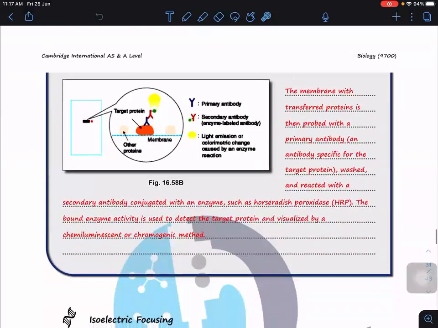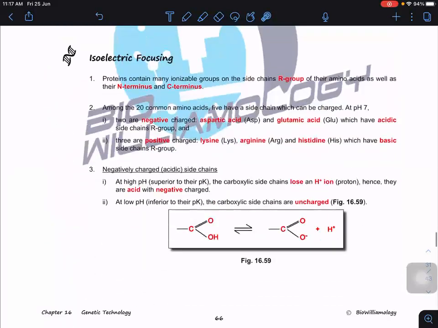Okay. So next, the membrane with the transferred protein is then probed with a primary antibody specific for the target protein. We wash and remove the unbound antibody, and we can react with a secondary antibody conjugated with an enzyme, for example, horseradish peroxidase, or we can say that it's with the radioisotope or fluorescent dye, in whichever method. So the bound enzyme activity is used to detect the target protein and visualized by a chemiluminescence or chromogenic method. Okay. Now, we're done with the parts that you need to know in your syllabus.